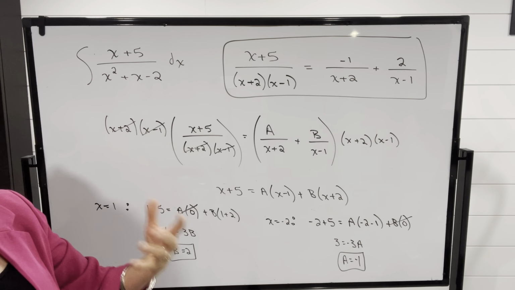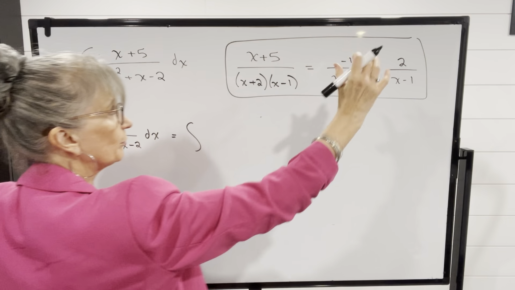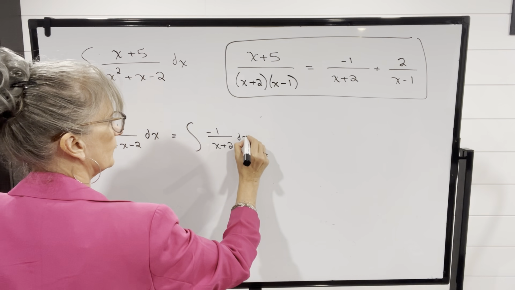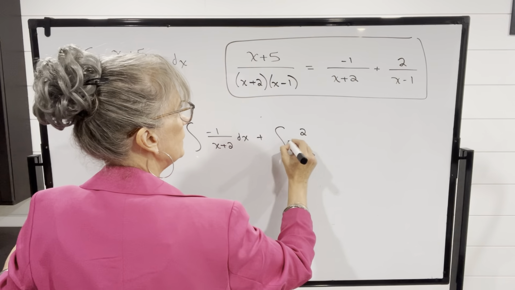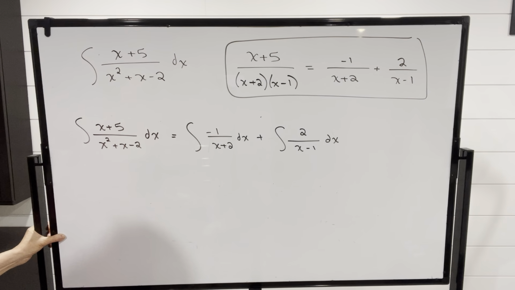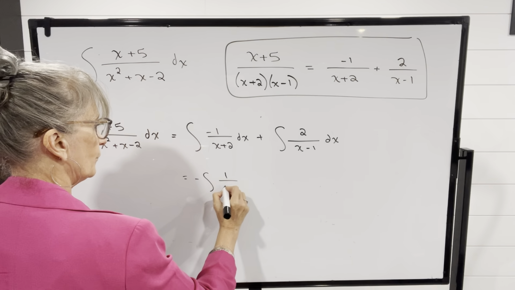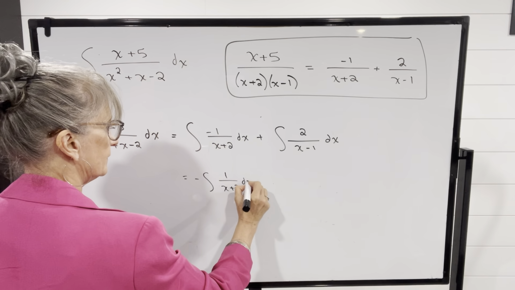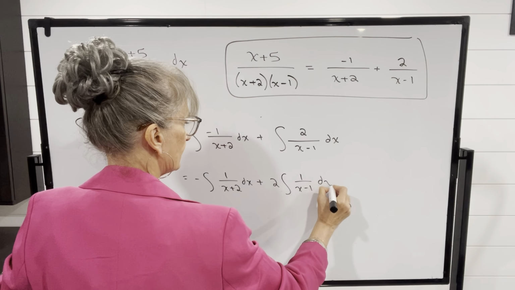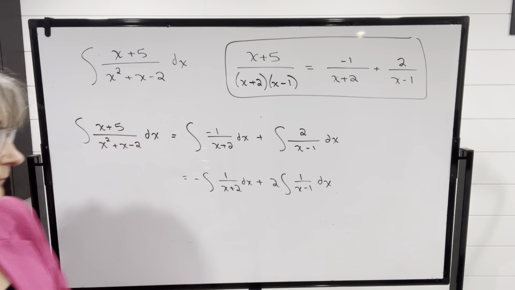Now that I have that, now let's integrate. So the integral of this will be the integral of this whole thing, and I'm going to break it up. So it'll be the integral of negative 1 over x plus 2 dx plus the integral of 2 over x minus 1 dx. And before I can integrate that, I can pull those coefficients out front. So I've got negative integral of 1 over x plus 2 dx plus 2 times the integral of 1 over x minus 1 dx. And each of these fits our basic log pattern.